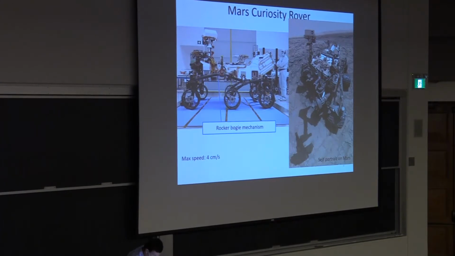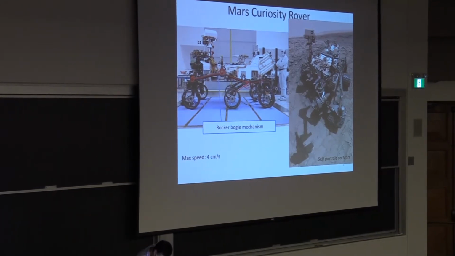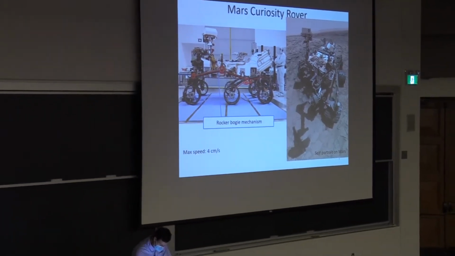And they're all connected to the body of the rover up here. There's one link there, and it's connected to the front wheels here. And then the back wheels are connected back here. So this is a rocker bogie mechanism.